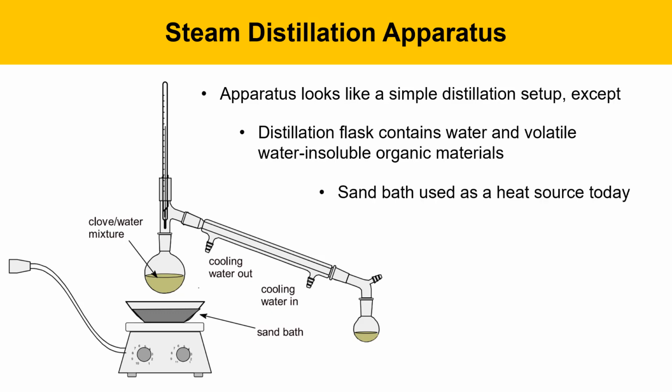We're going to use a sand bath today as a heat source to transfer heat from a hot plate to our round bottom flask. And the distillate should boil at a temperature just below 100 degrees Celsius. On the thermometer, it'll probably look pretty much like 100 degrees.